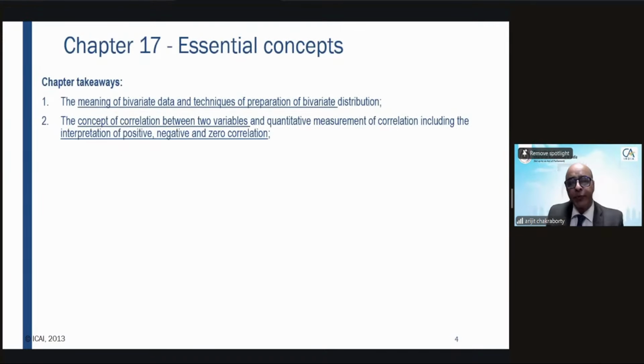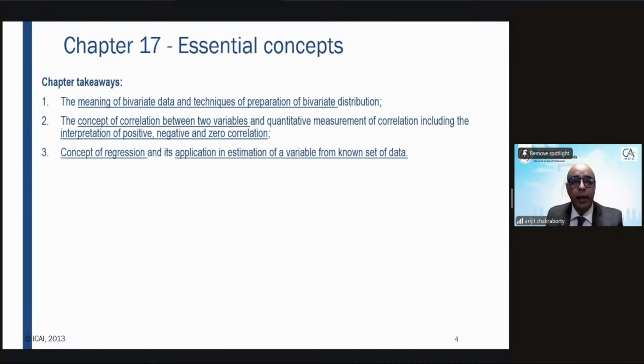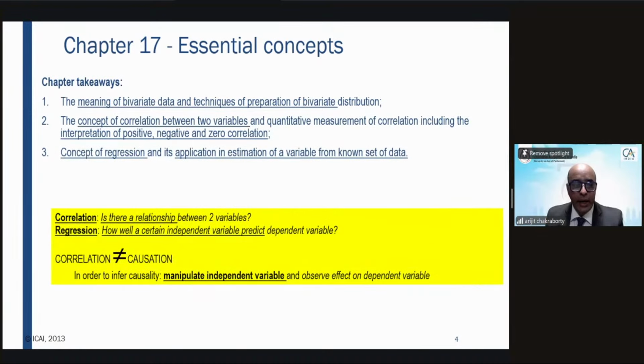So सबसे पहले questions keep coming on bivariate data. हम लोग सबसे पहले univariate और bivariate data के बारे में थोड़ा सा जानकारी ले लेंगे, and then we will look at the concept of correlation, the types of correlation which can happen, positive, negative, and zero, and then we will look at regression.